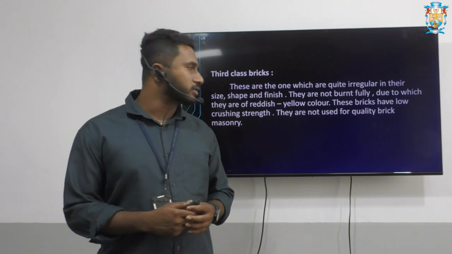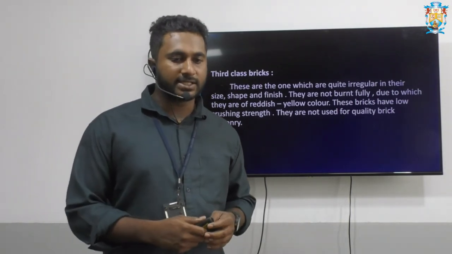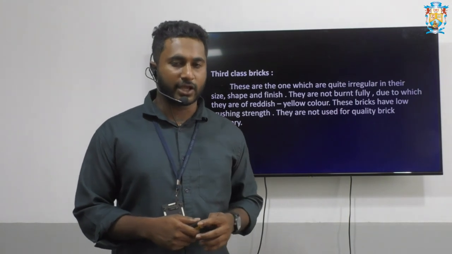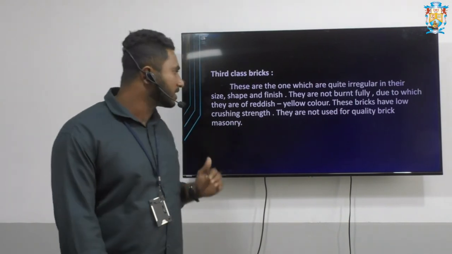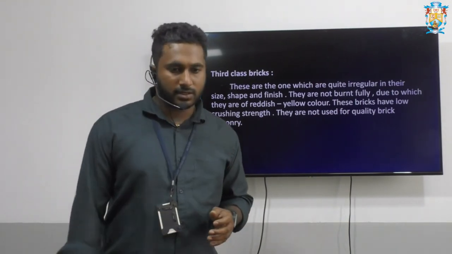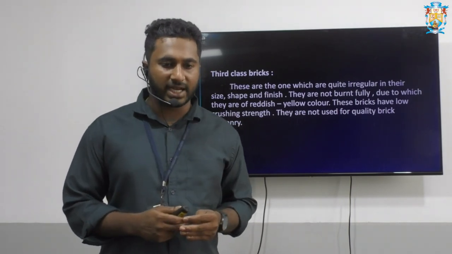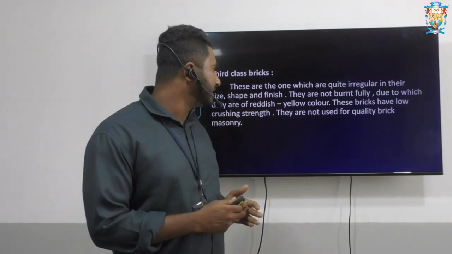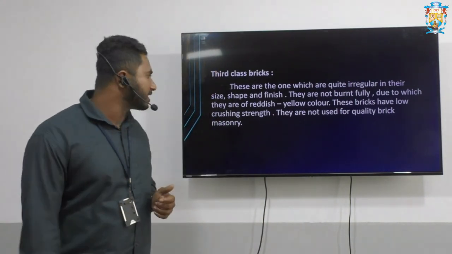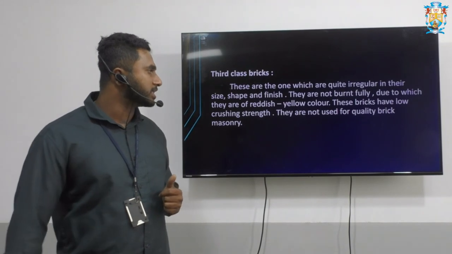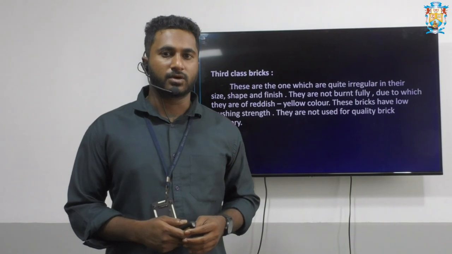Next, coming to the last one, the third class bricks. These are quite irregular in their size and shape, and are not given a good finish. They are not burnt fully, due to which they are of a reddish yellow color. These bricks have low crushing strength, and they are not used for quality brick masonry. So this is all about the bricks.